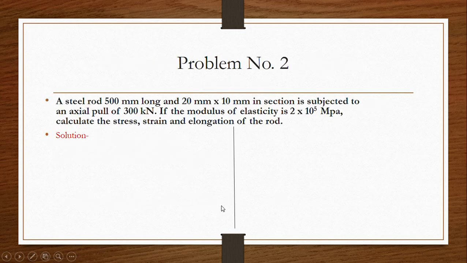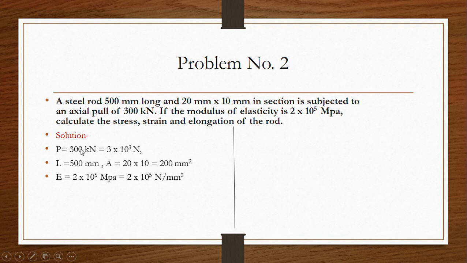We will move on to the second numerical. A steel rod 500 mm long and 20 mm into 10 mm in section is subjected to an axial load of 300 kilonewton with the modulus of elasticity 2 into 10 raised to 5 megapascal. Calculate stress, strain, and elongation of the rod. Stress means sigma, strain means small e, and elongation of the rod means delta L. So the given value is P, that is 300 kilonewton, that is 3 into 10 raised to 3 newton. Length of the rod is 500 mm.